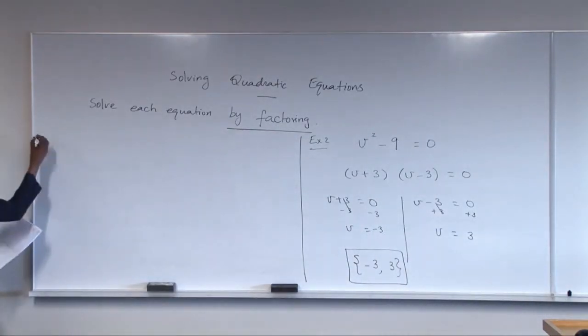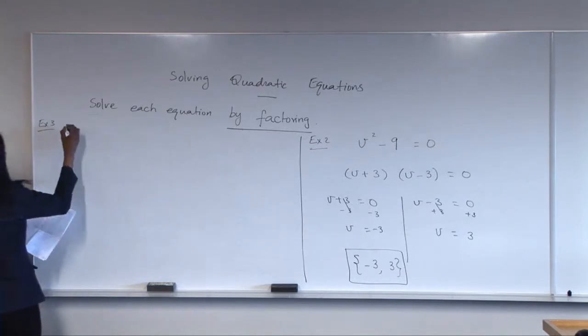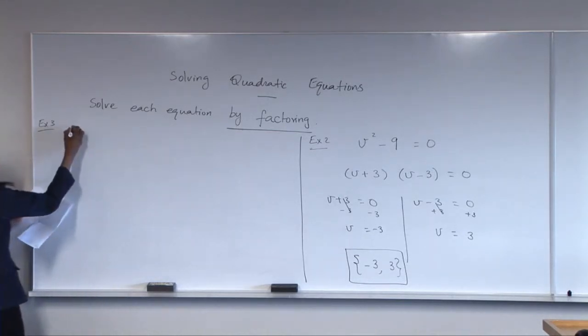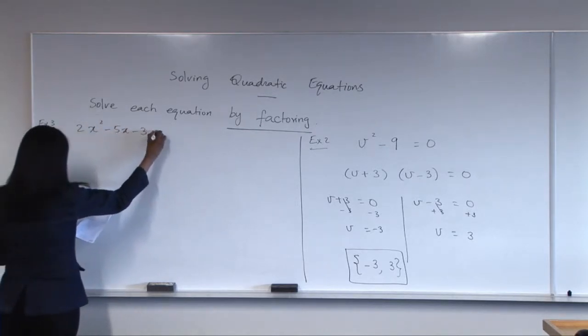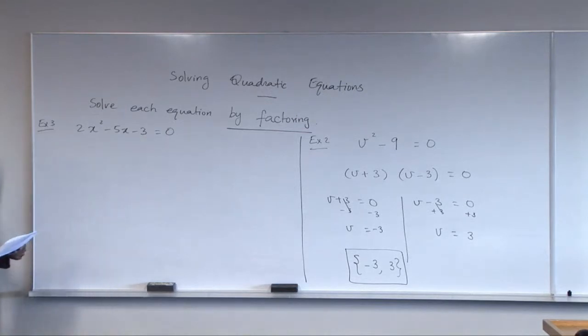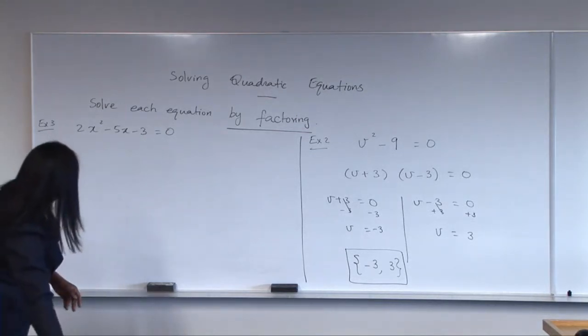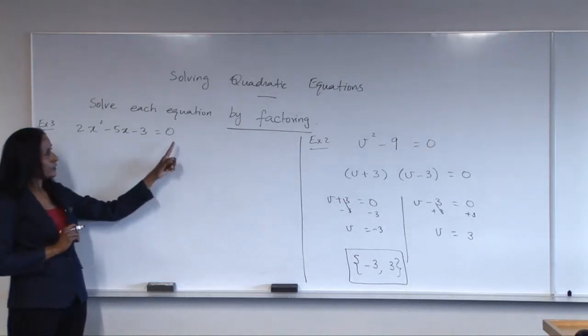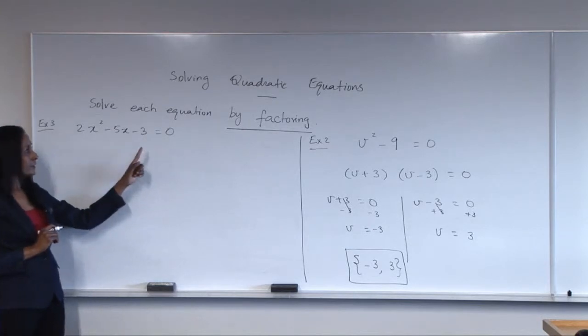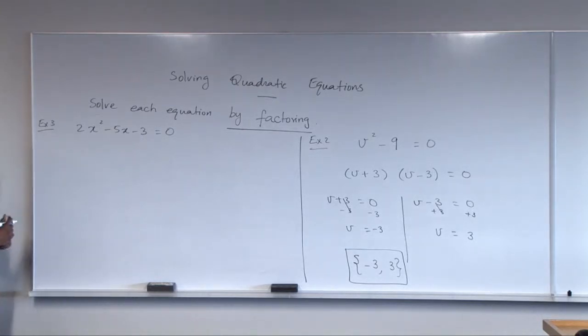Another example, example 3. Solve, still the same question. Solve this equation by factoring. This is a quadratic equation. Now we have to try to factor and make sure the other side is 0. Here already it's 0, so we are good. So now we have to try to factor this.